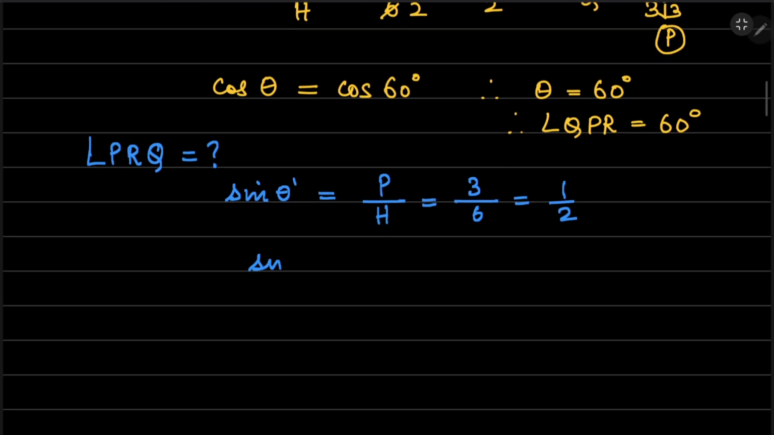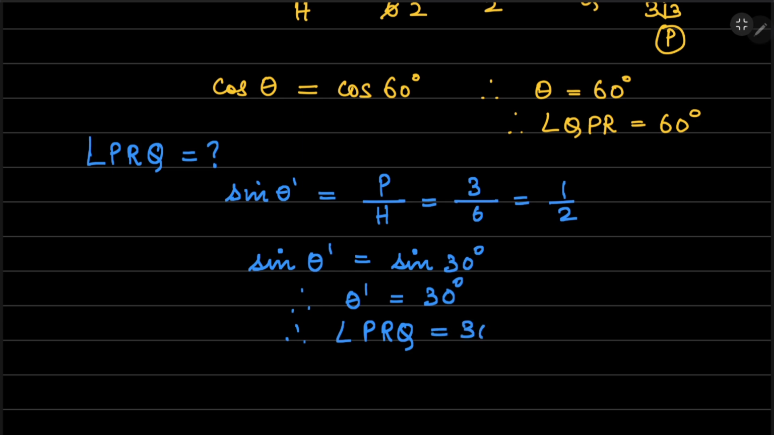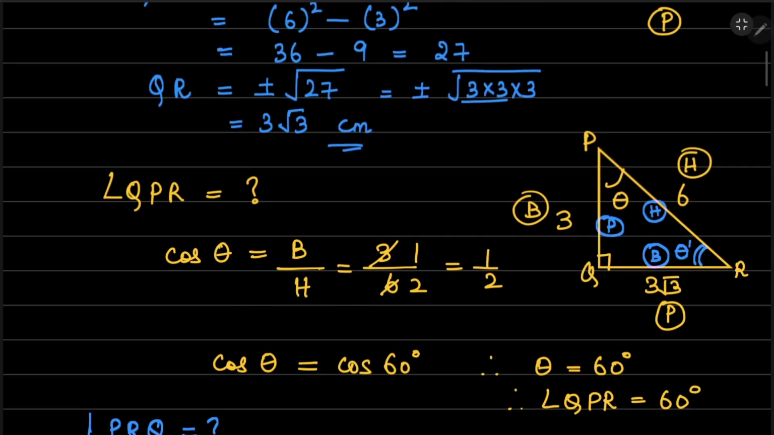Now you have to tell me, if sine of theta dash is equal to 1 by 2, which value of sine is 1 by 2? It is sine 30. So sine of 30 degree. Therefore, on comparing, you can write theta dash is equal to 30 degree. Therefore, angle PRQ is nothing but 30 degree. So this is what you have to find.